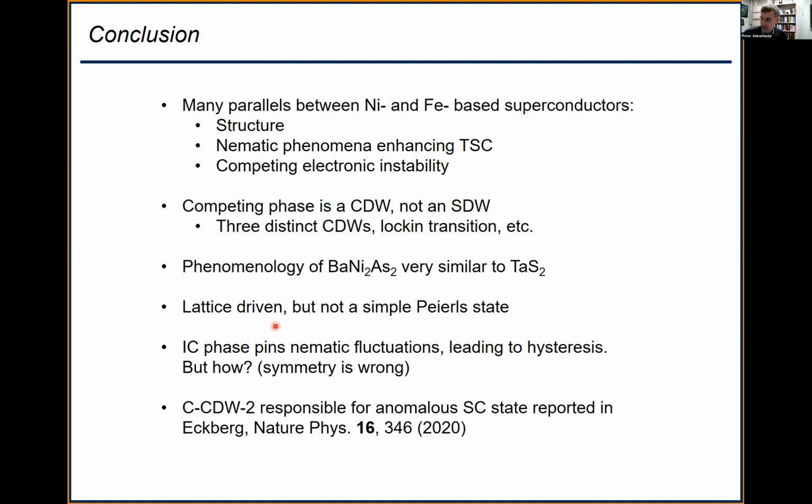It is definitely a lattice-driven CDW, but it's not a simple chiral state in the sense that the nesting vectors and such don't make sense. And whatever the incommensurate phase is, it seems to pin the nematic fluctuations leading to a hysteresis state. And this period 2 CDW is somehow responsible for the anomalous superconducting state they reported, perhaps through a domain wall mechanism Eduardo has proposed. That's the end.